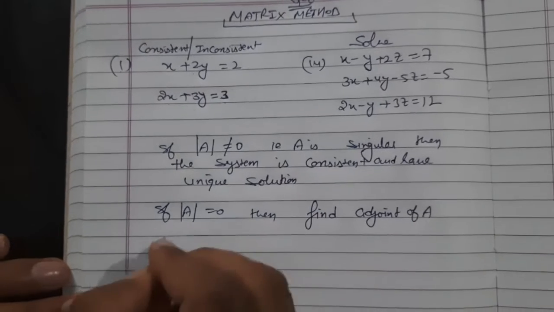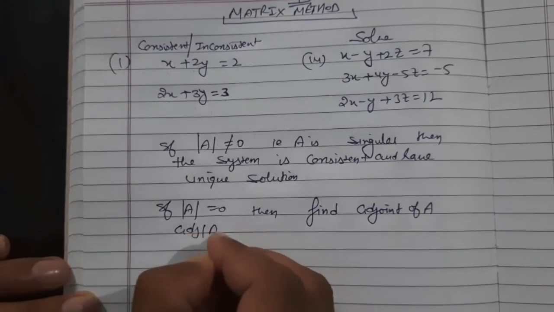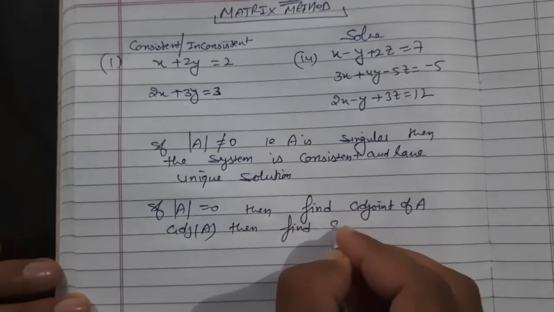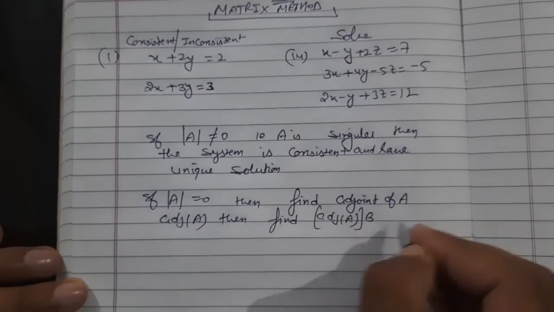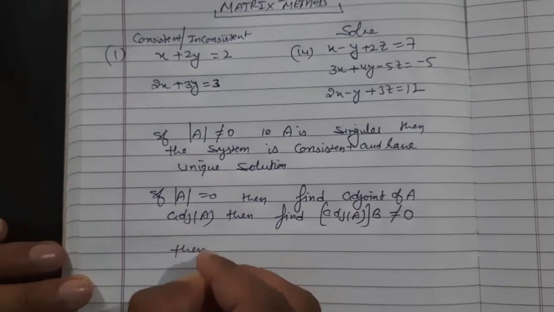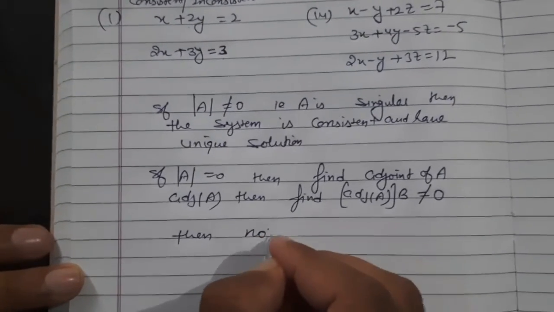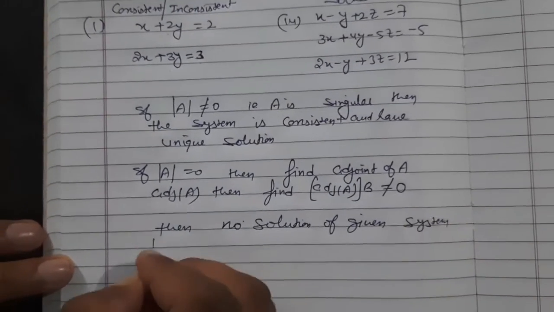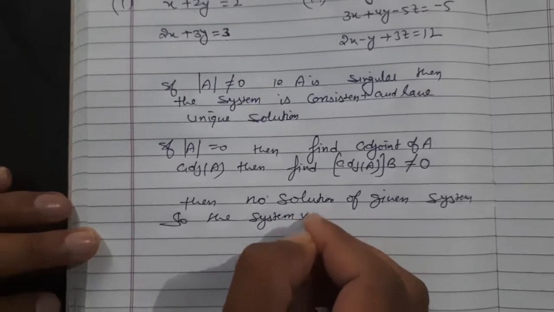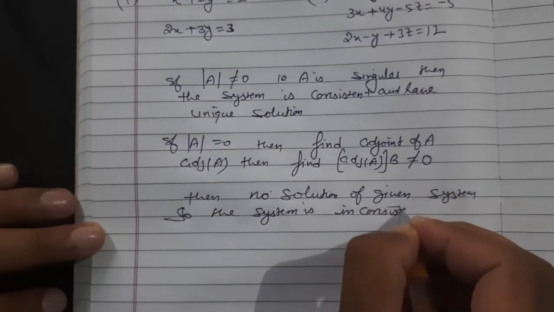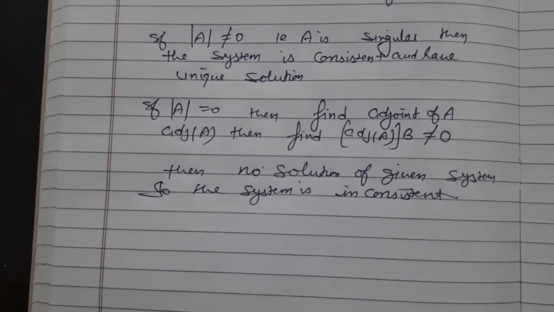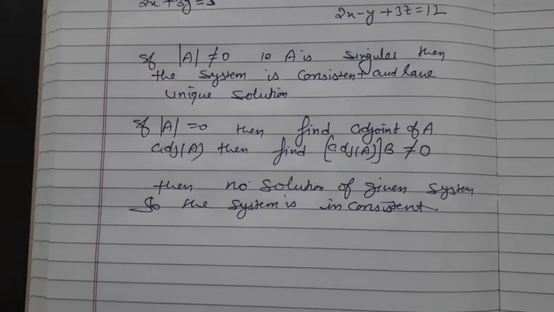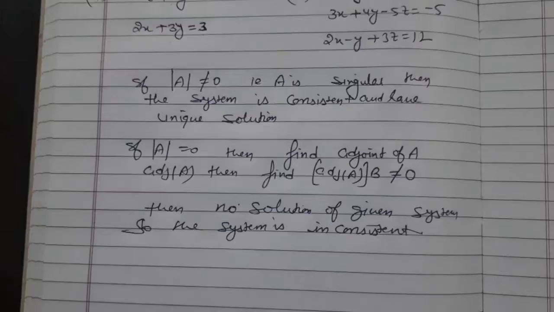Now, if the determinant of A is equal to 0, then find the adjoint of A, and then find the adjoint of A into B. If this is non-zero, then there is no solution of the given system. So the system is inconsistent. If there is no solution of the system, then the system is inconsistent. And if the solution is unique or there are infinitely many solutions, then the system is consistent.